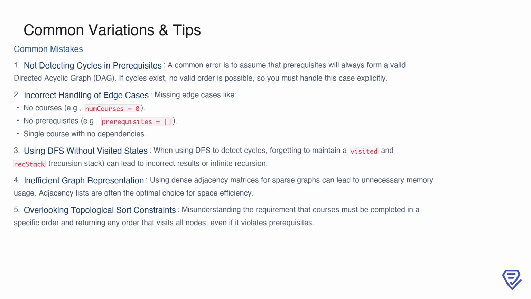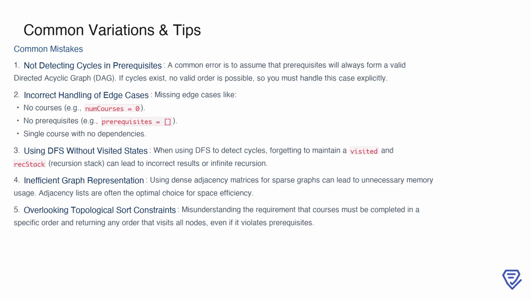Next, edge cases are another frequent source of errors. For instance, what happens if there are no courses, when numCourses equals 0, or if there are no prerequisites? Similarly, a single course with no dependencies is a special case to consider. Another common pitfall occurs when implementing DFS for cycle detection. Without properly maintaining both a visited set and a recStack to track the recursion stack, your solution might produce incorrect results or even run into infinite recursion.